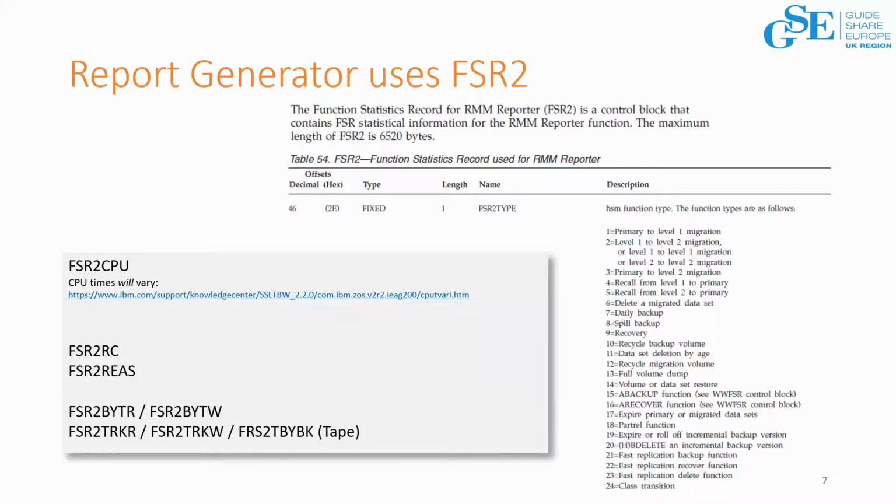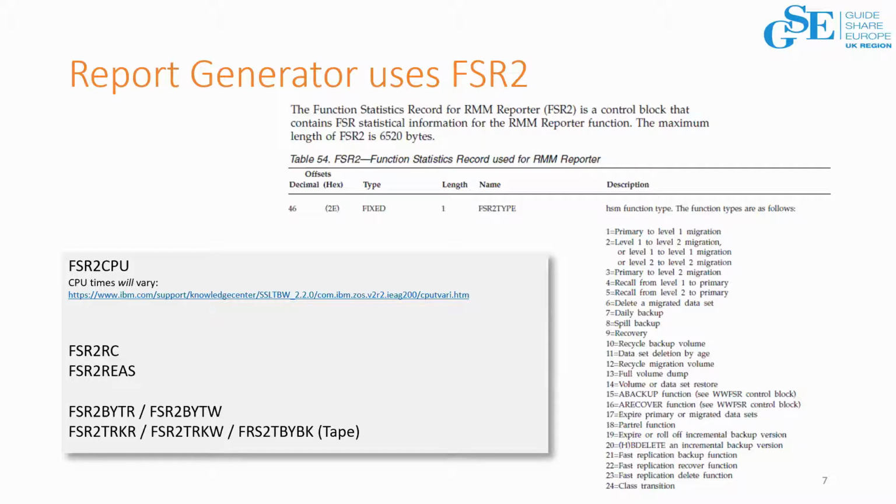The RMM report generator cannot process the FSR records exactly as they are written, so it converts FSR records to FSR2 records. On the top and the right of the slide, you see an excerpt from the HSM data areas publication for the FSR2 record. And it lists, on the right, all of the functions that HSM writes FSR records for. You can see there are a lot of them.